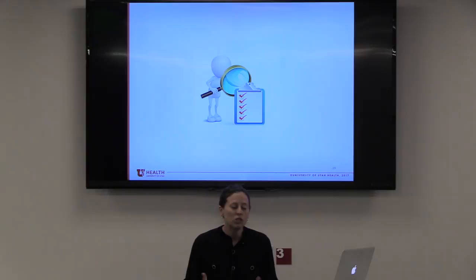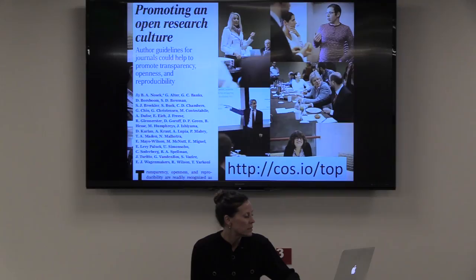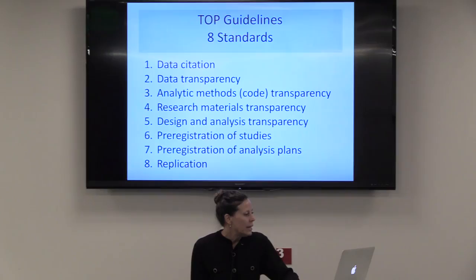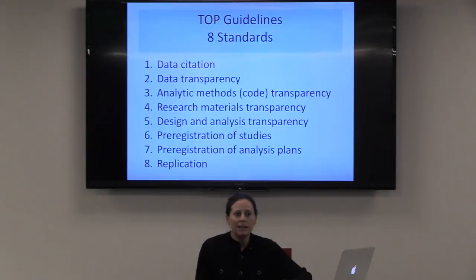So now in the current decade, what we're seeing is a transition to requirements and enforcement and the burden that goes with it. So let's take a closer look at the TOP guidelines, which are starting to be enforced by leading journals. The TOP guidelines are making a shift from basic quality of reporting into that reproducibility realm. So here we're seeing criteria around data transparency, code transparency.